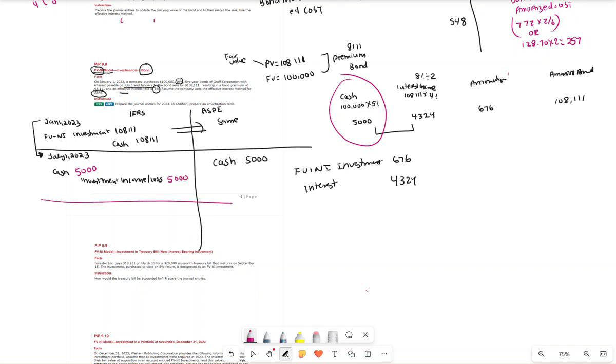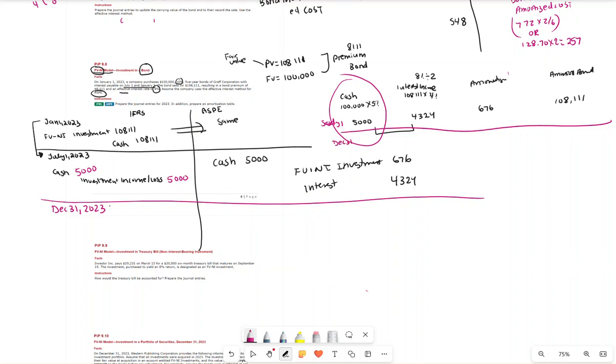Now we have to go to December 31st. Since we are recording this investment at fair value, we have to do two entries: first for the interest portion of it, and then we have to bring it up to the fair value. So December 31st, 2023, I have to do it now. That was the first payment on July 1st. Now we have to go to December 31st.